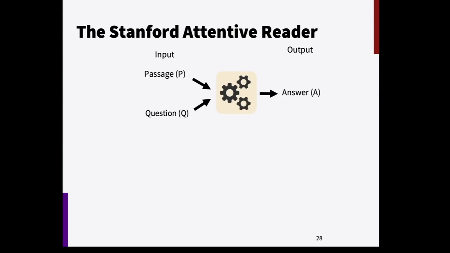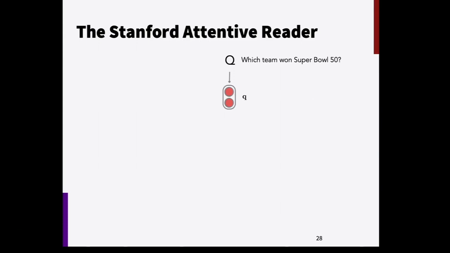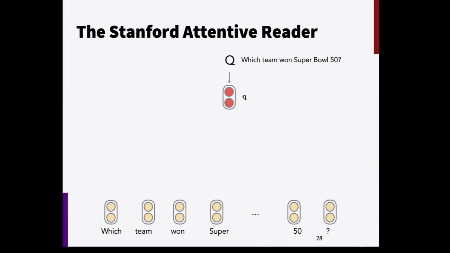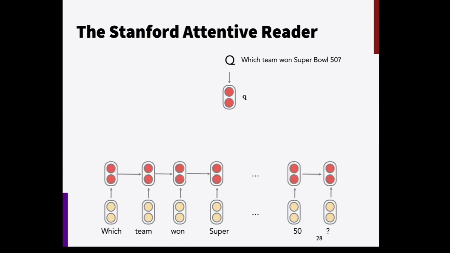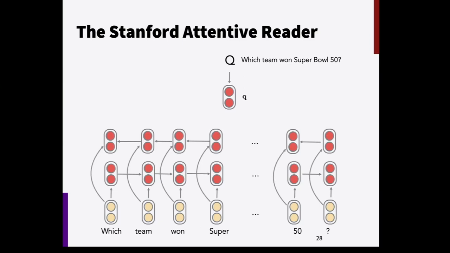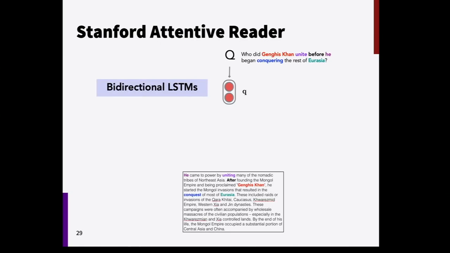Okay, so how does this work? First of all, we have a question: which team won Super Bowl 50? We want to build a representation of the question as a vector. For each word in the question, we look up a word embedding; in particular, it used GloVe 300 dimensional word embeddings. We then run an LSTM forward through the question, and like Abby talked about, we make it a bi-LSTM, so we run a second LSTM backwards through the question. Then we grab the end state of both LSTMs and simply concatenate them together into a vector of dimension 2D, if our hidden states are dimension D, and that is the representation of the question.